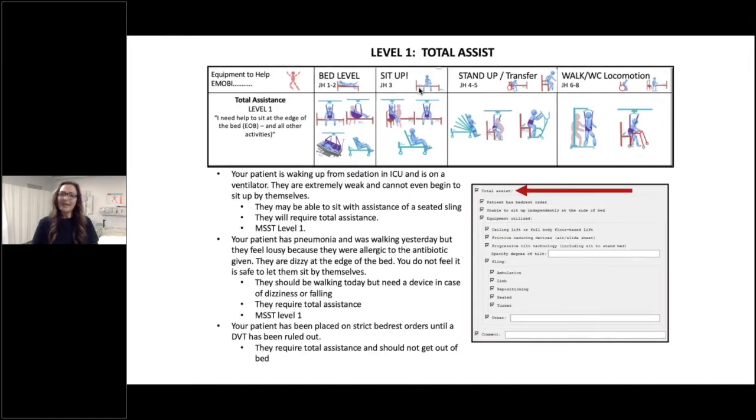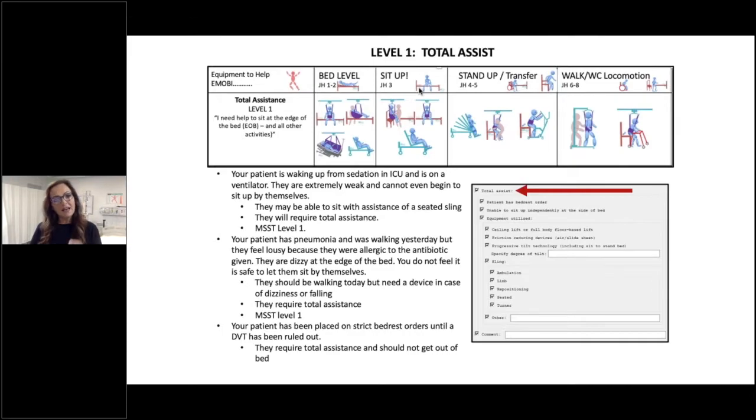Let's consider a few more examples, because this can be confusing for people until you practice working through this. Your patient is waking up from sedation in the ICU. They're on a ventilator and they are extremely weak and cannot even begin to sit up by themselves.